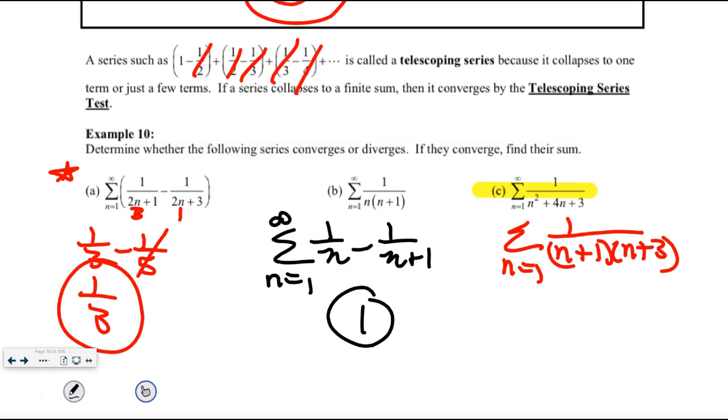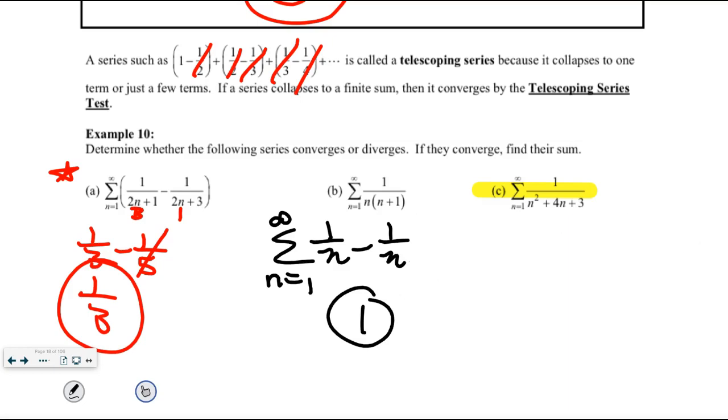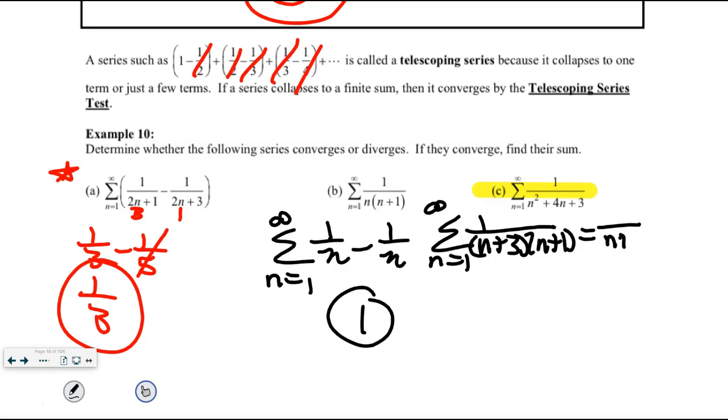I'll talk through that heavy side method one more time. Let's start over. Sum, n equals 1 to infinity, 1 over n plus 3 times n plus 1 equals something that I'll do in my head over n plus 3 plus something over n plus 1.